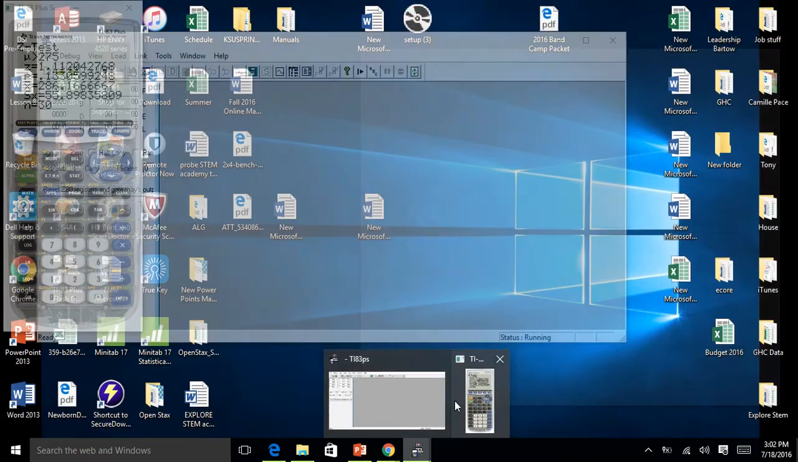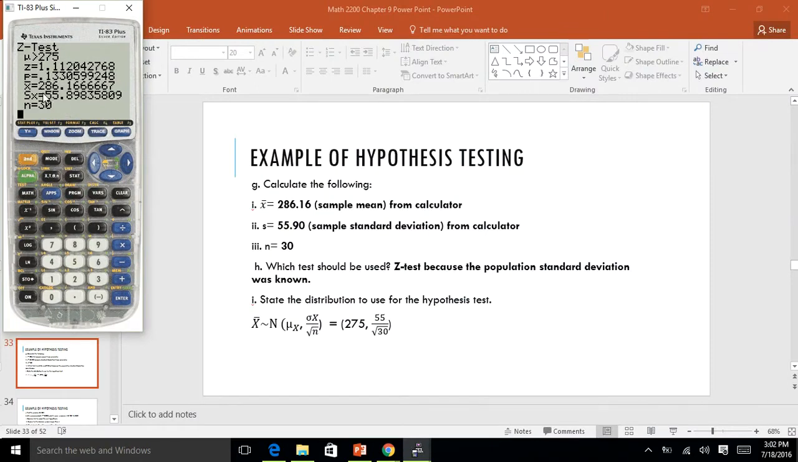The first thing I'm going to look for is the sample mean. Right here, x-bar is the sample mean. It's a lowercase x. It's 286.16. The sample standard deviation is 55.89, and I rounded. And my n is 30. So that gave me all the information I needed right there. Now it says, which test should I use? I need to use a z-test because the population standard deviation was known.